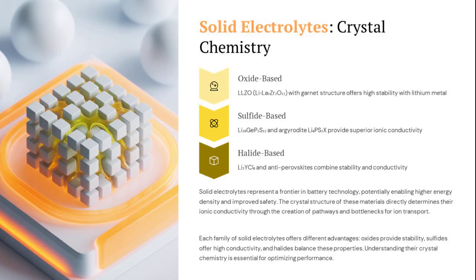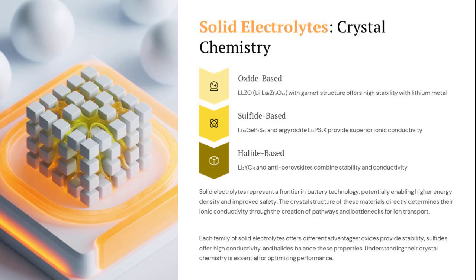Sulfide-based electrolytes like Li10GeP2S12, LGPS, and argyrodites, Li6PS5X, where X is a halide, offer even higher ionic conductivities, approaching or exceeding those of liquid electrolytes. The LGPS structure features one-dimensional channels formed by PS4 and GeS4 tetrahedra, creating a framework with exceptionally fast lithium-ion transport. Argyrodites represent another fascinating structural family, where partial sulfur substitution with halides enhances conductivity.